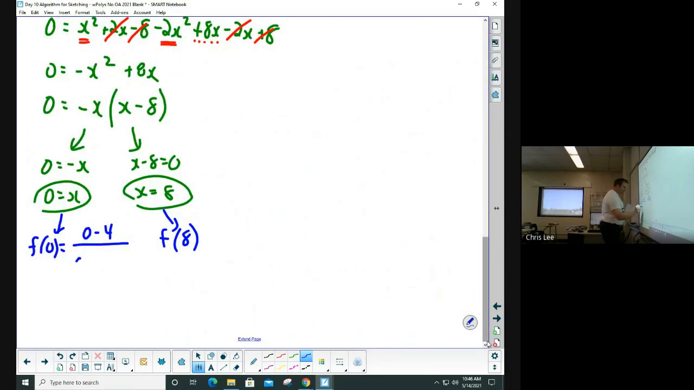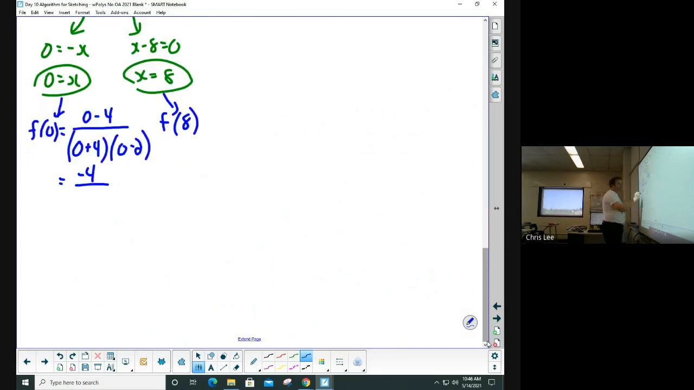So x plus 4 is 0 plus 4, and x minus 2 is 0 minus 2. You can see how this math is a little bit easier. So that's negative 4 on the top. And 4 times negative 2 is negative 8. So that's going to reduce to 1/2. And therefore, I've got a point at 0, 1/2. That is a critical point.